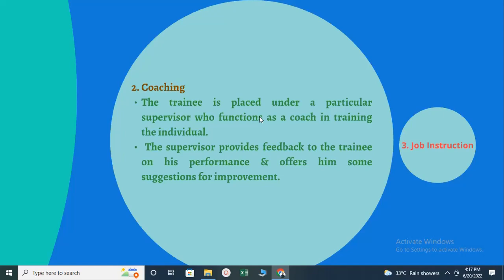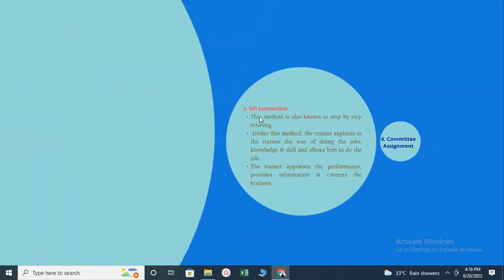Through that, the trainer will give feedback to the employee or trainee on how he is performing in a specific task, where he wants to correct himself, and in what way he wants to improve. Everything will be given at the coaching level. This is the second type of coaching, an on the job training method.